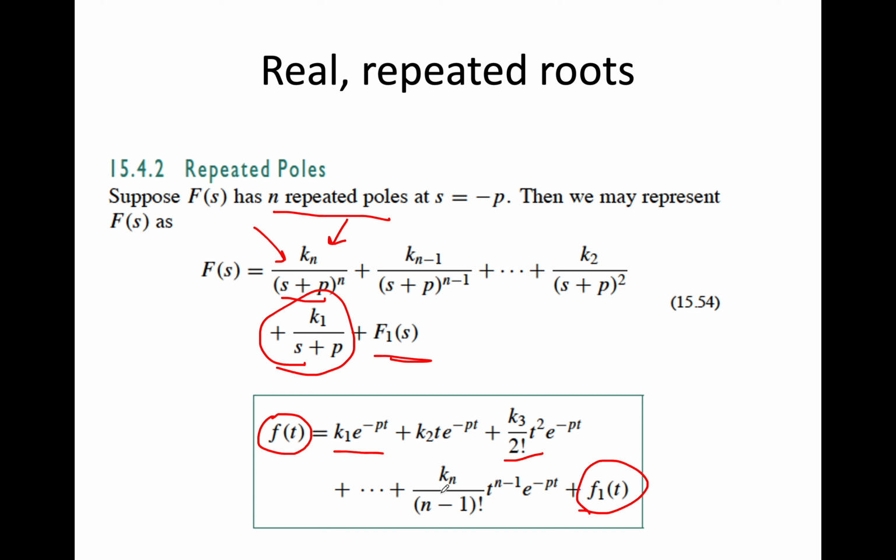So real repeated roots give you exponentials times a polynomial in t. So this would be a constant, this would be a ramp, this would be a parabola, and so on.